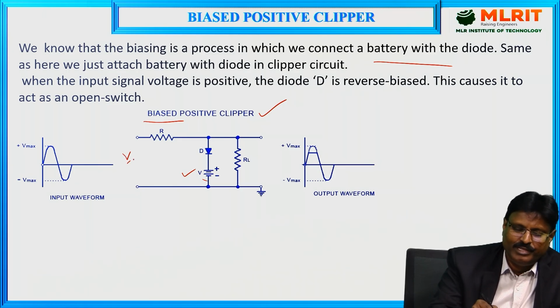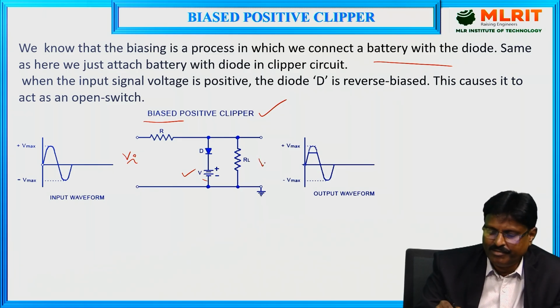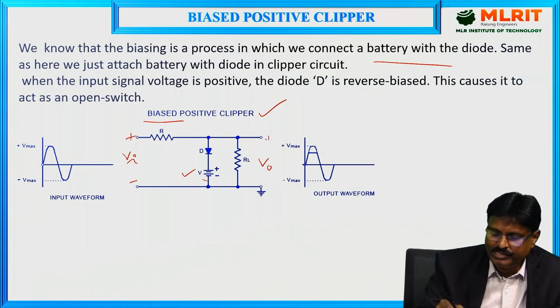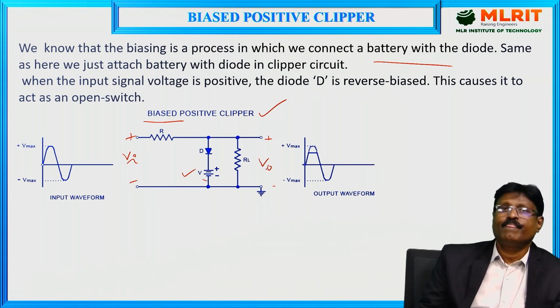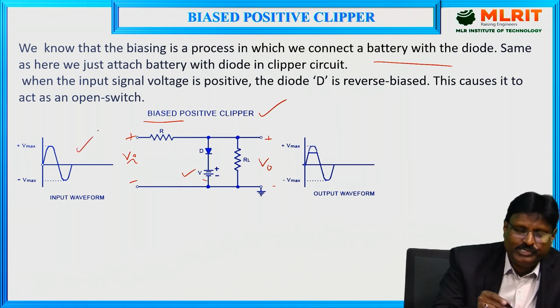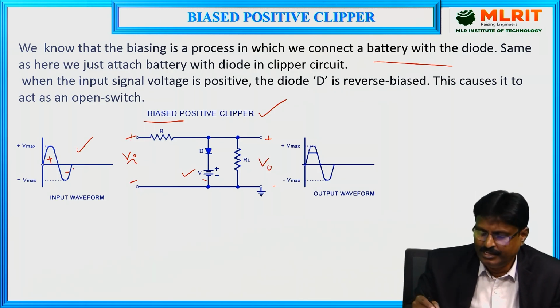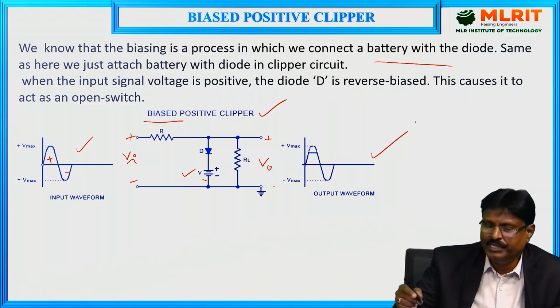Here we will be giving the input voltage and here we will be taking the output voltage. These two terminals are related with the input, and these two terminals are related with the output. So this is the input voltage, which is a combination of positive half cycle and negative half cycle, Vmax and Vmin. And here this must be the output.